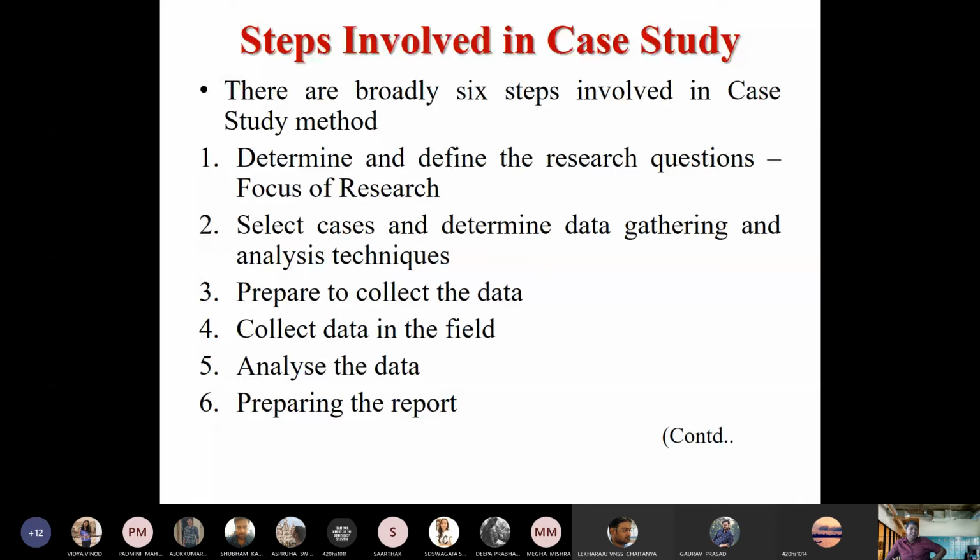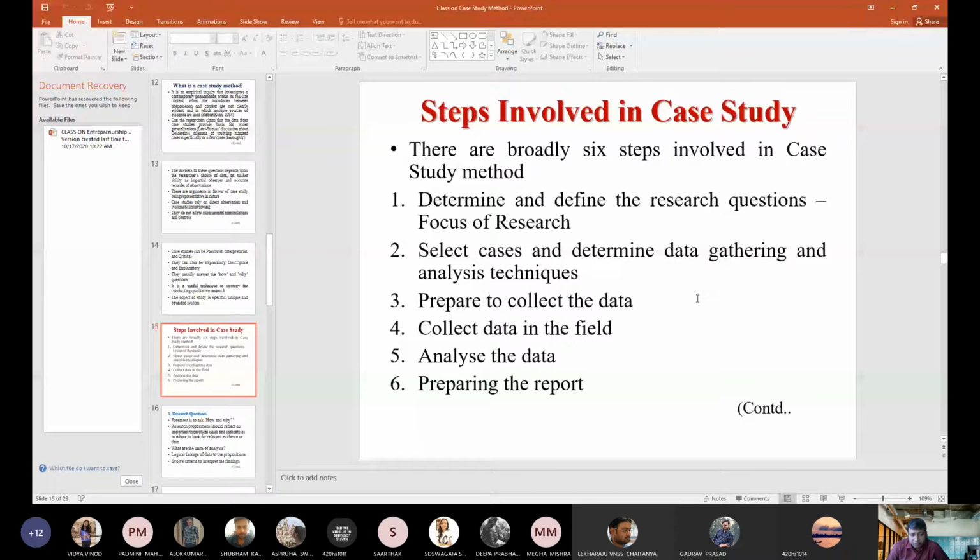Then fifth is analyzing the data. Once data is collected, I have to analyze the data. Then the sixth one is writing the report, how to write the report. So here what I am telling is that I am doing a very extensive research involving different techniques and collecting the data.